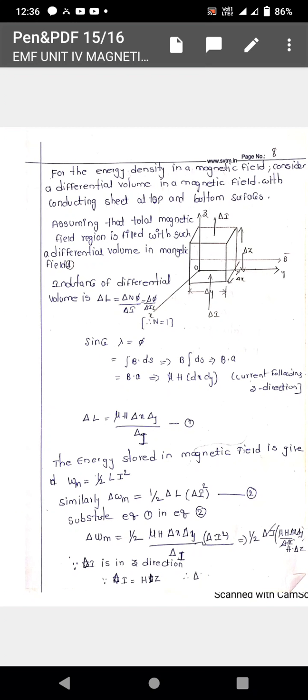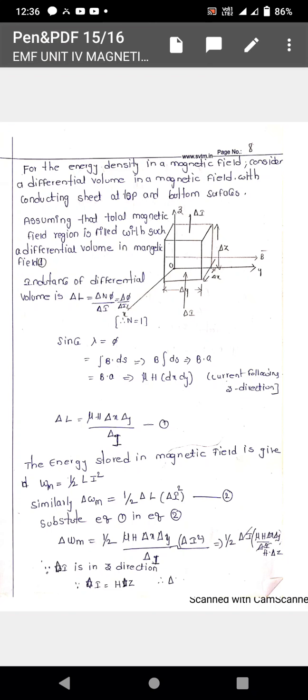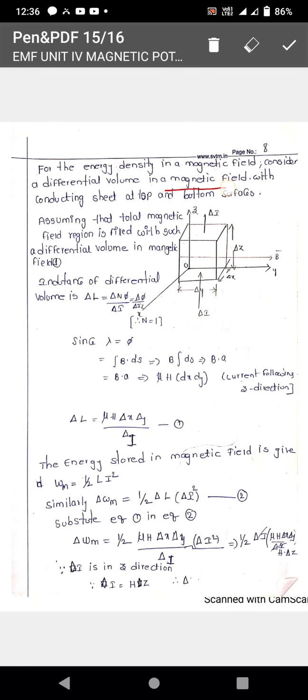For energy density in magnetic field, we have to consider a differential volume element, with a conducting sheet of a loop. The differential volume has delta x as the width, delta y as the breadth, and delta z as the height of the differential element on the xyz axes. This is the differential current in z axis, delta I. Similarly, in all directions differential current is delta I. Assume the total magnetic field region is filled with such differential volume elements.